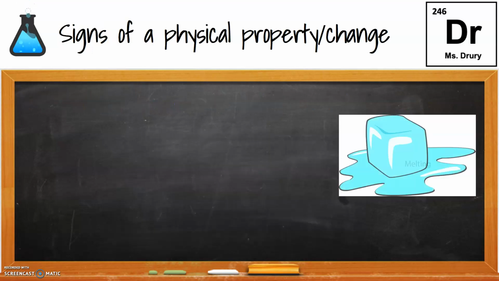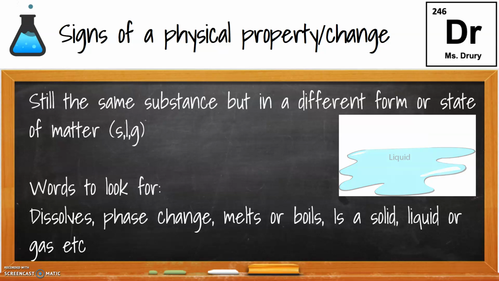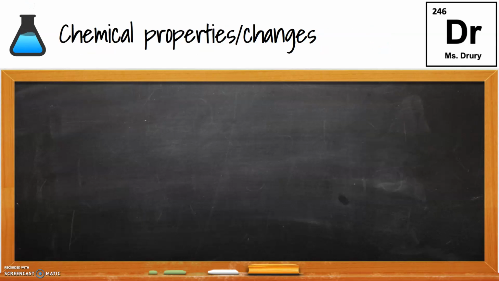So the sign of a physical property or change is that it's going to be the same substance, just maybe changing state: solid, liquid, or gas. And the words to look for are that it dissolves, it has a phase change, it melts or boils, it's a solid, a liquid, or gas. Things where you know that it's remaining the same, although you can identify that property or identify that change.